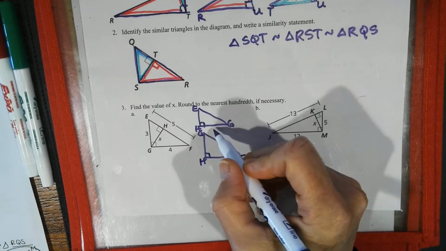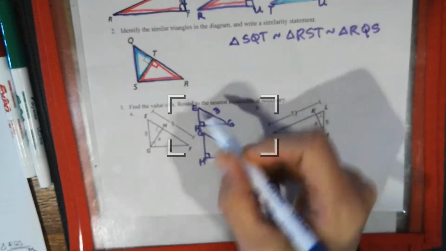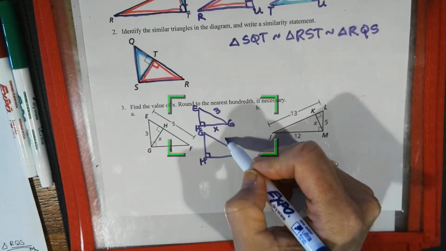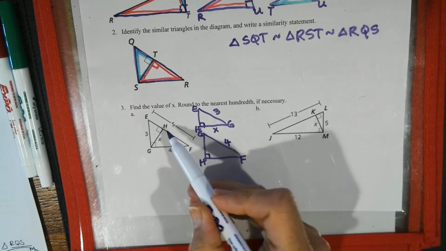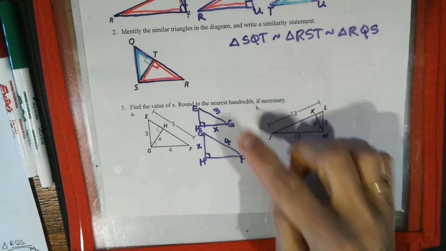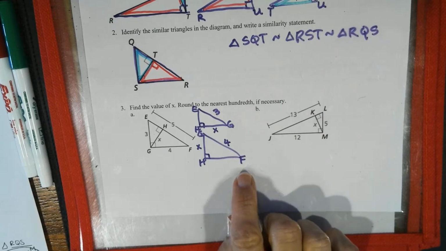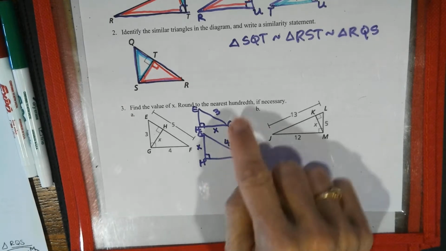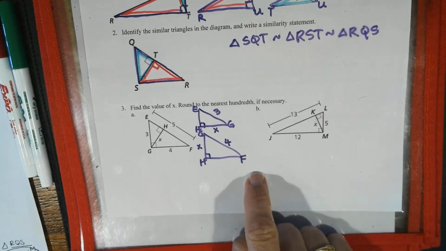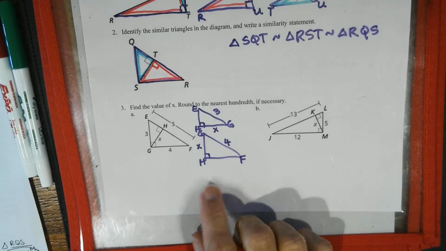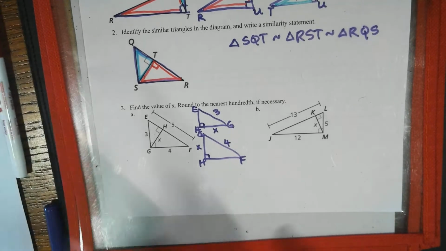And I'm going to label it. So this is X, and this is 3. EG is 3. And then here, GF is 4, and GH is X. So the thing about similarity is I can use either one of these and write a similarity proportion with this and then solve for X. It doesn't matter which one you pick. It really does not. Just pick whichever one looks easier to you.